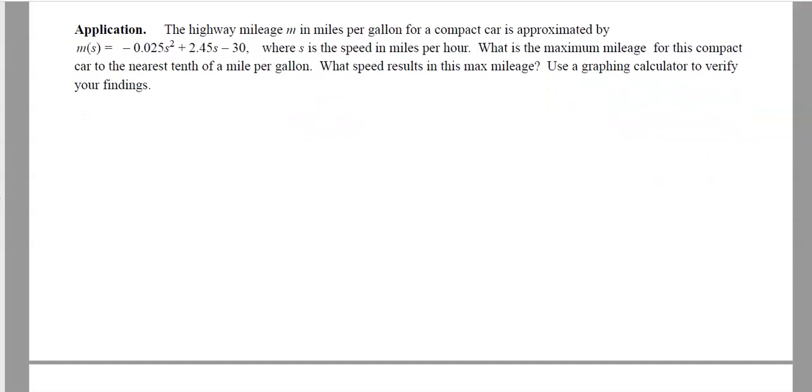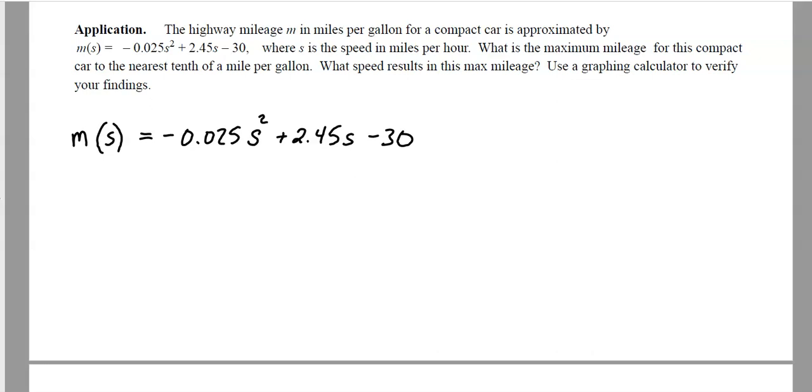All right, application problem. It says the highway mileage M in miles per gallon is approximated by a function here. So let's write this down. M of S is -0.025 S squared plus 2.45 S minus 30, where S is the speed. So M is the miles per gallon.